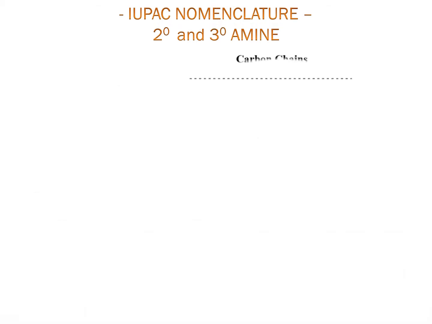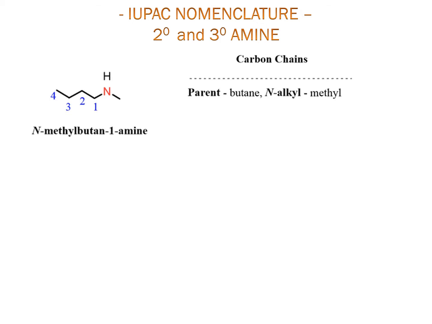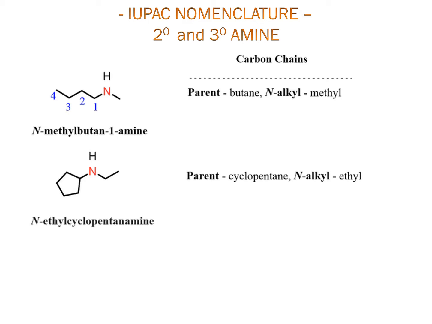Examples: The parent chain is butane, and the alkyl is methyl, and the IUPAC name is N-methyl butan-1-amine or N-methyl 1-butanamine. Second example, the parent chain is cyclopentane and the alkyl is ethyl, and the full name is N-ethyl cyclopentanamine.